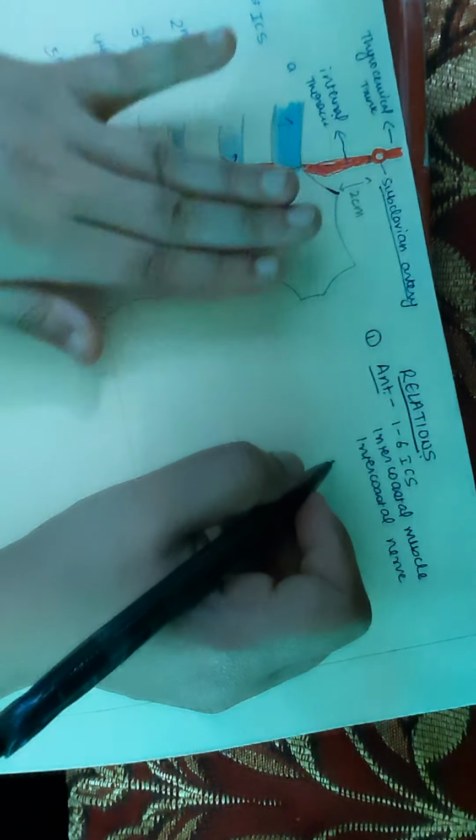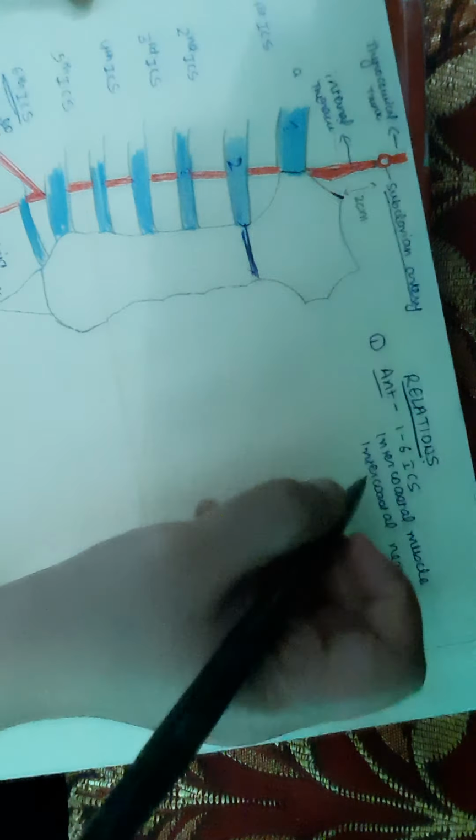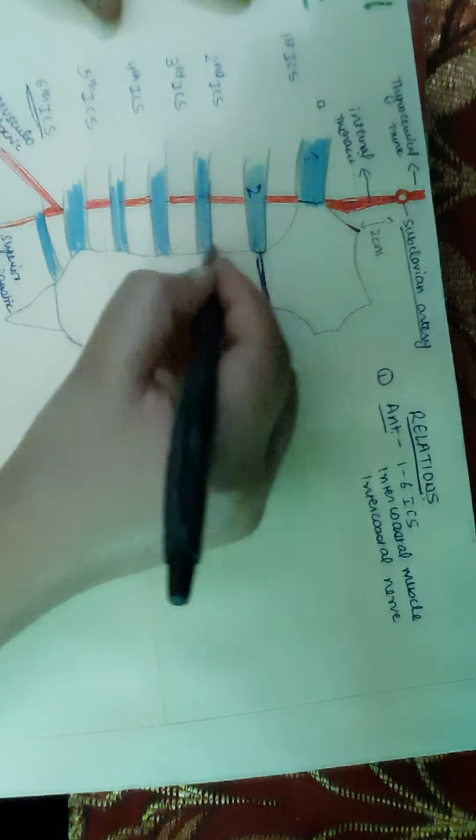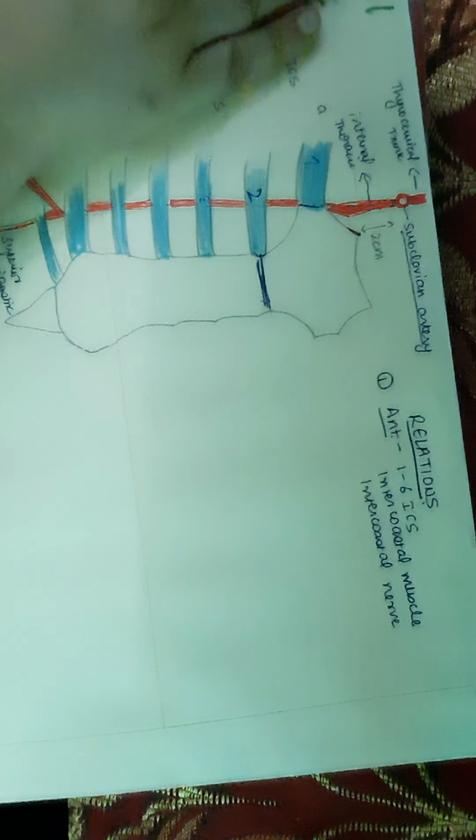Other than that, you know one thing, we have the pectoralis major. Pectoralis major is going to arise from the clavicular part and the ribs, and it is going to insert at the bicipital groove on the humerus.